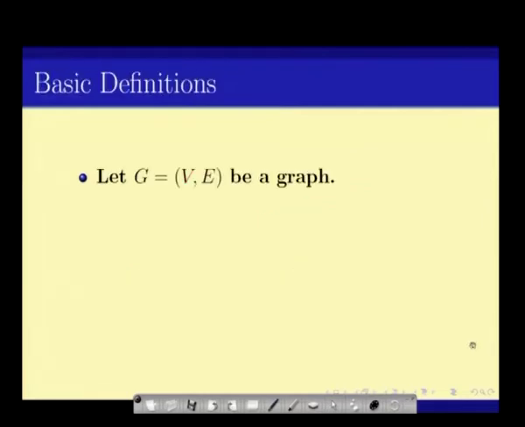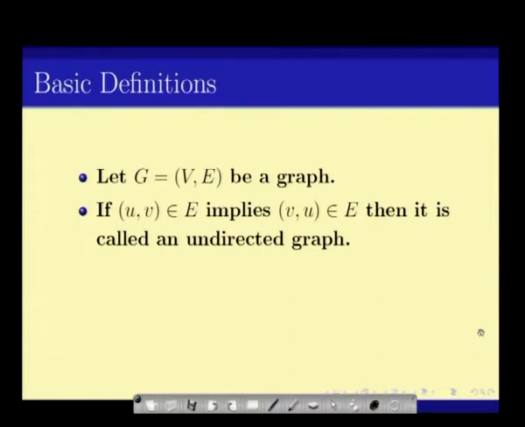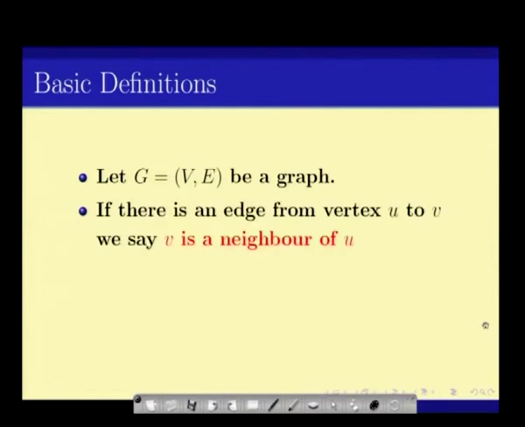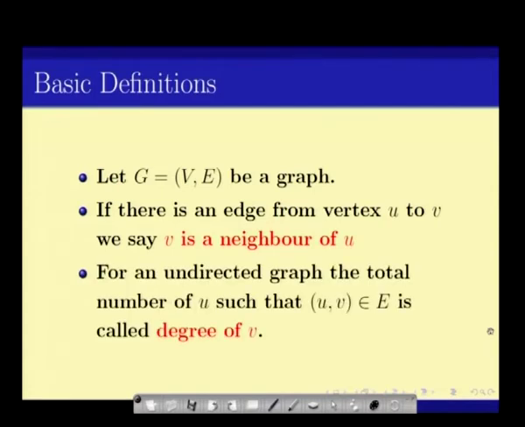The graph is given as V comma E, and if uv is in the edge implies vu is in this edge, then it is called an undirected graph. Sometimes the weights are also assigned to the edges. If there is an edge from u to v, we say v is the neighbor of u, and the total number of neighbors that are there of v is called the degree of the vertex v.